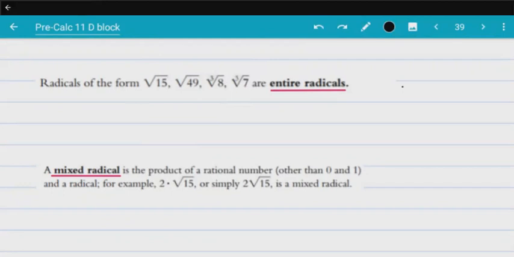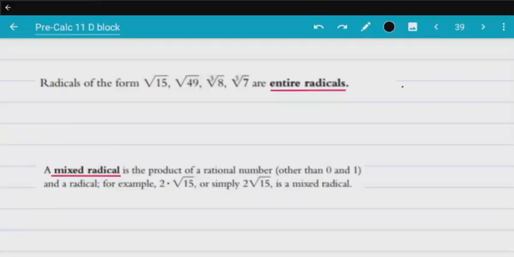Okay, when the radical is in this form, there is nothing outside of the radical symbol. There's no number, or sometimes said to be the coefficient. They are entire radicals. A mixed radical is when you have a number outside the radical. Okay, so there's only one example here because it's pretty obvious.